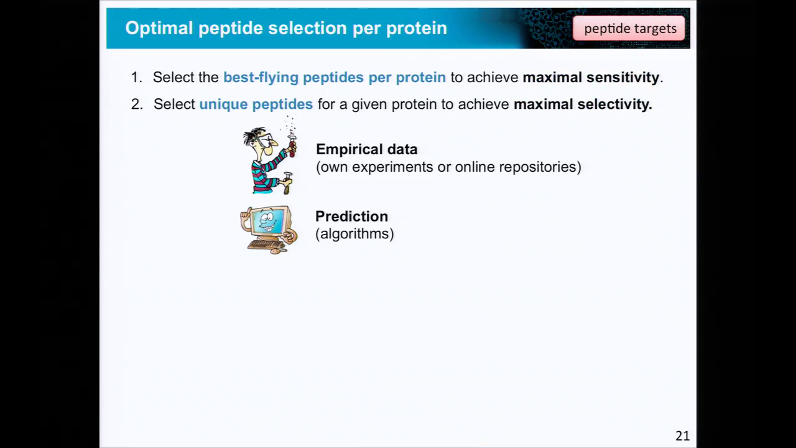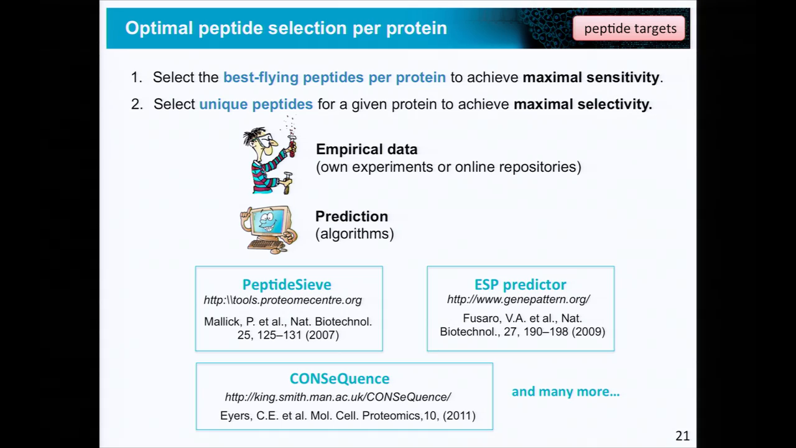So another option, if you have no empirical data available, if you're working with an organism that has never been studied before, or if your target proteins never show up in any experimental data analysis that you did, you can use prediction algorithms. There are several prediction algorithms published. Here are 3 examples shown.